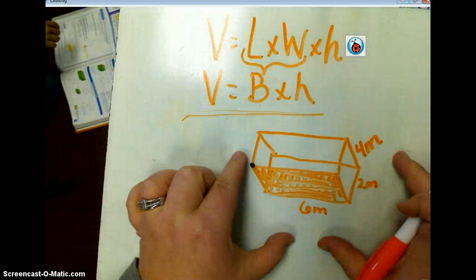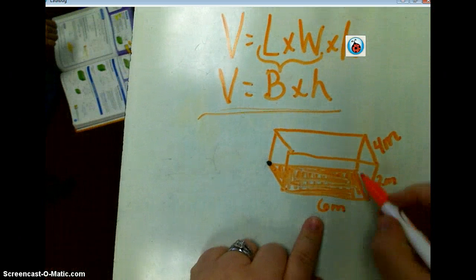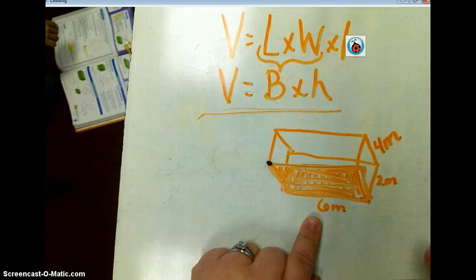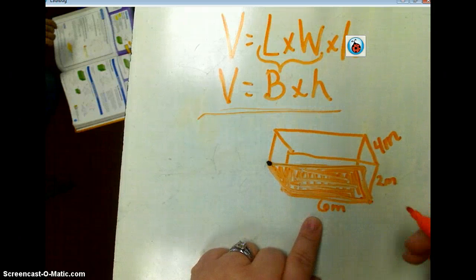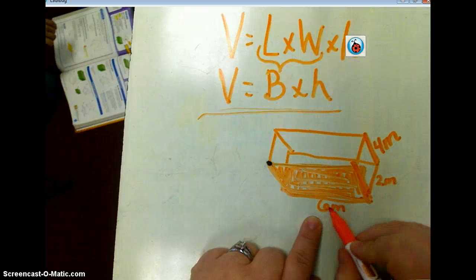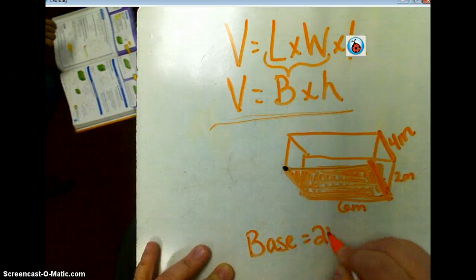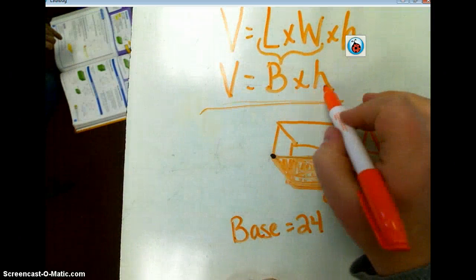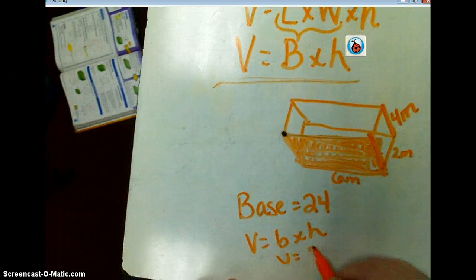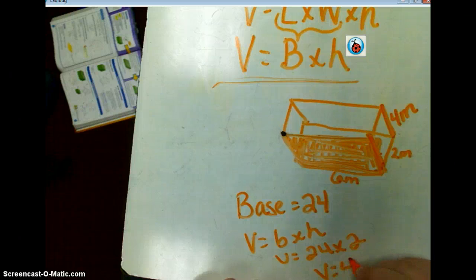So, if I was going to work this figure with the base times height formula, the first thing I would have to do is find the area of my base down here. The part that it's sitting on, the bottom, would be 6 long by, if this side is 4, this side has to be 4, right? So 6 times 4 is 24, so my base is equal to 24. Now, using the formula volume equals base times height, volume equals 24 times my height, which is 2. That's 48. So my volume would be equal to 48.